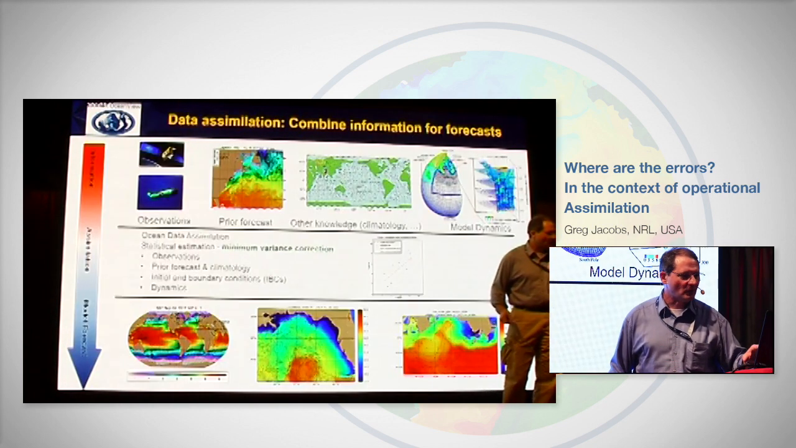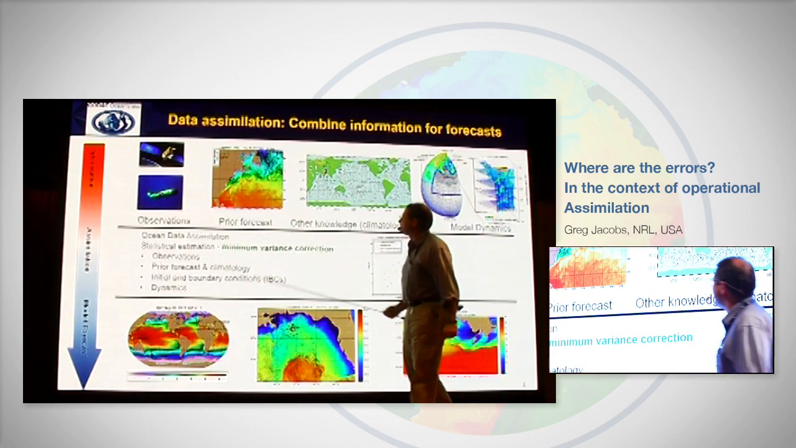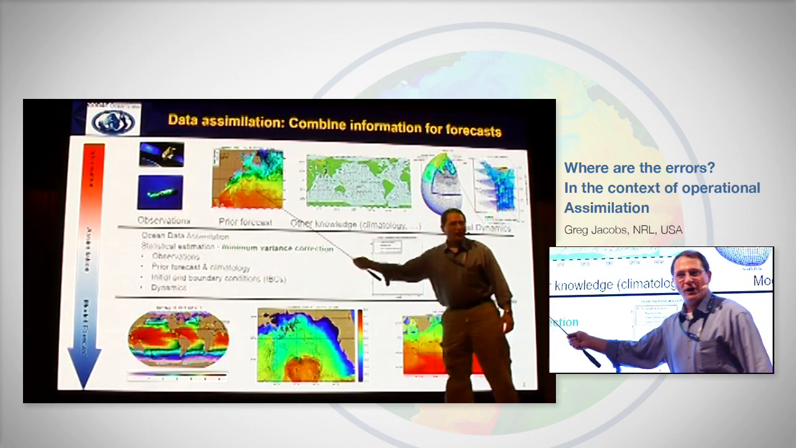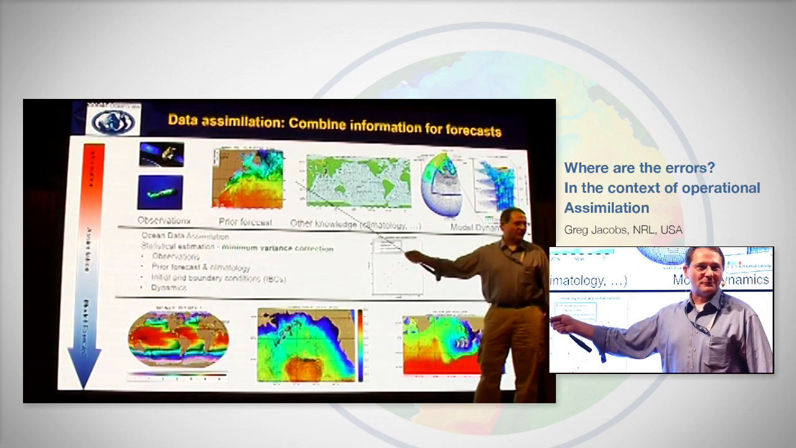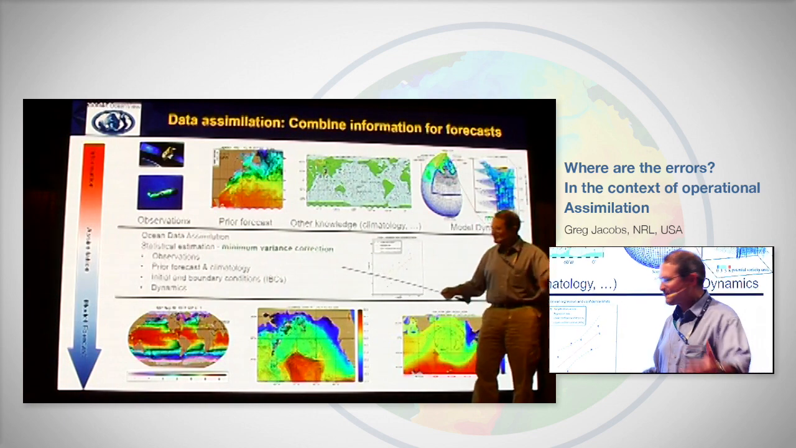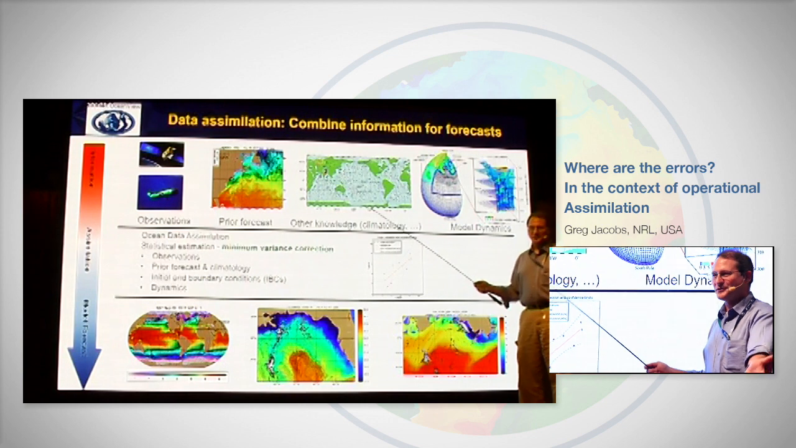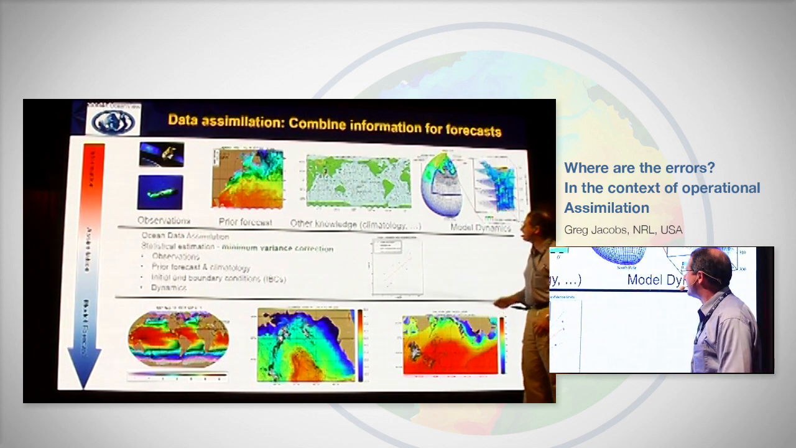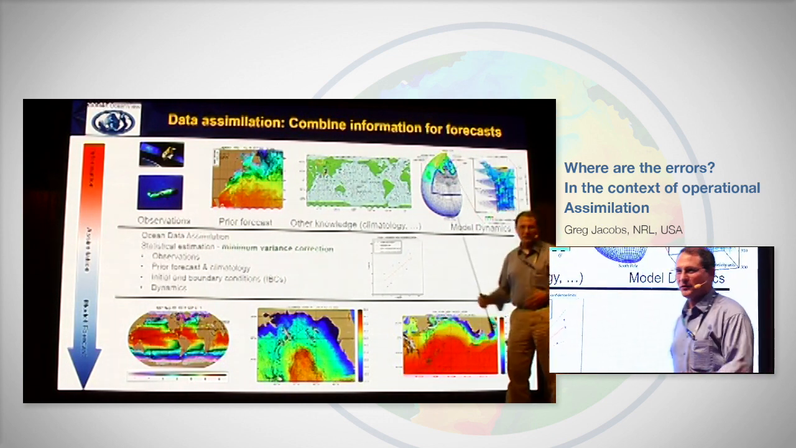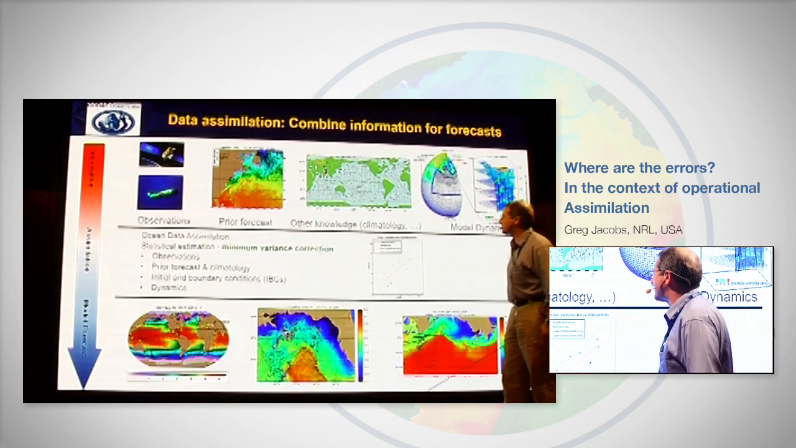So what information do we have? Of course, all these wonderful satellite and in-situ observations. Hopefully we have a forecast from yesterday. Hopefully that forecast has skill at a later time. That's good information. Jean-Michel pointed out climatology has information in it that we can exploit. And then there's these ginormous numerical models that represent our understanding of dynamics.